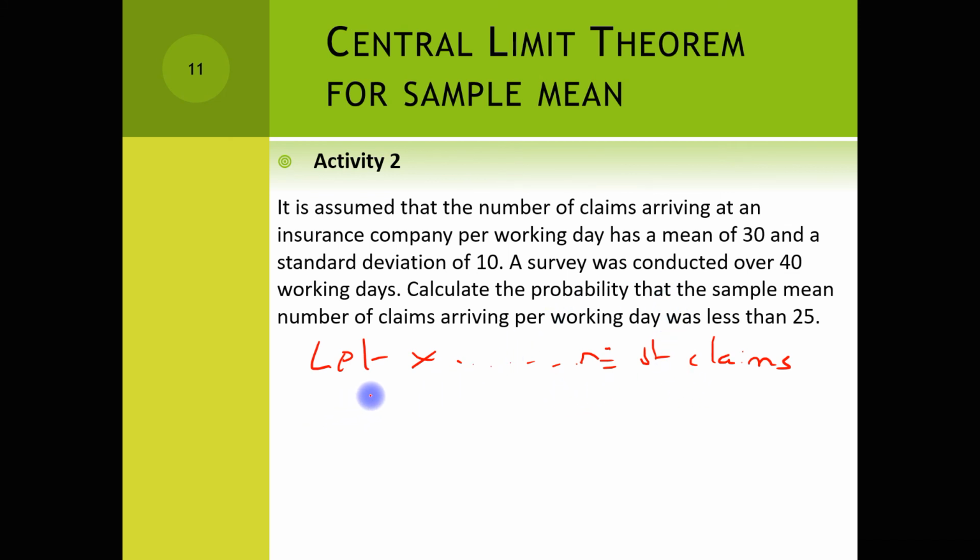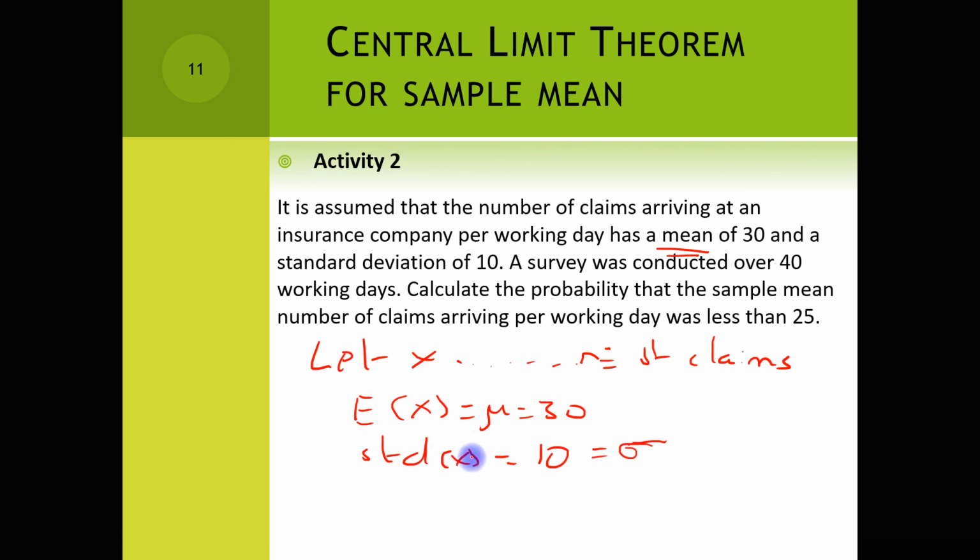It tells me that the mean of the number of claims is 30. So the expected value of x, which is also referred to as mu, is equal to 30. And then the standard deviation of x is equal to 10, which is also referred to as sigma.